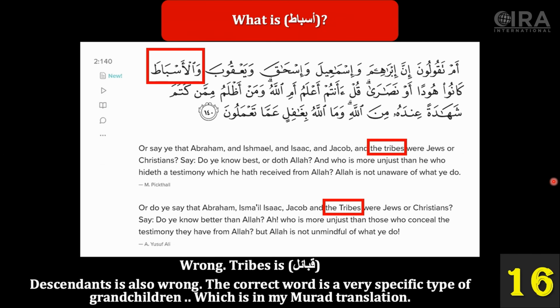Yeah, and also the problem is if they know the reality of the word asbāṭ, it might strengthen the whole Jewish idea of how they actually are the rightful owners of Jerusalem because of this whole genealogy thing. So they never use that. This is the problem. Right.